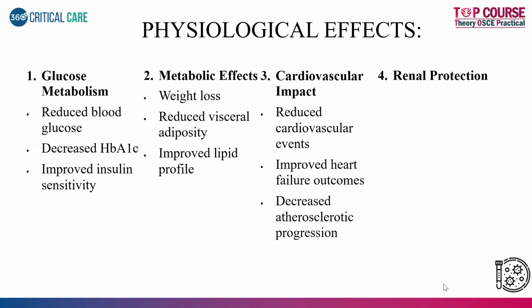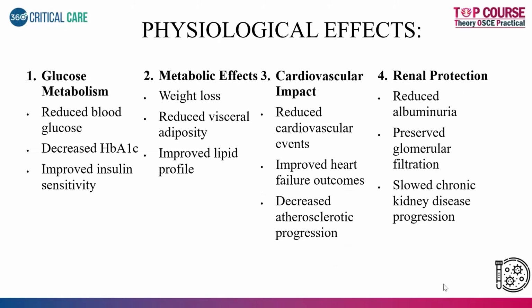Because all of this also has a direct effect through the metabolic effects, it causes decreased atherogenic progression. How does it affect the kidney? It reduces albuminuria, preserves the glomerular filtration rate, and in the long term, it also slows down the progression of kidney disease to CKD. So these are the physiological effects of SGLT2 inhibitors.